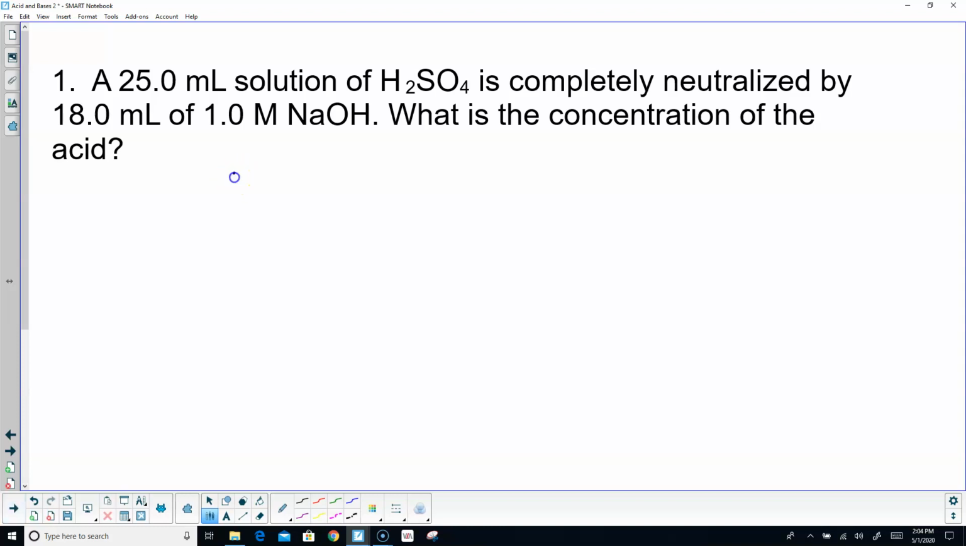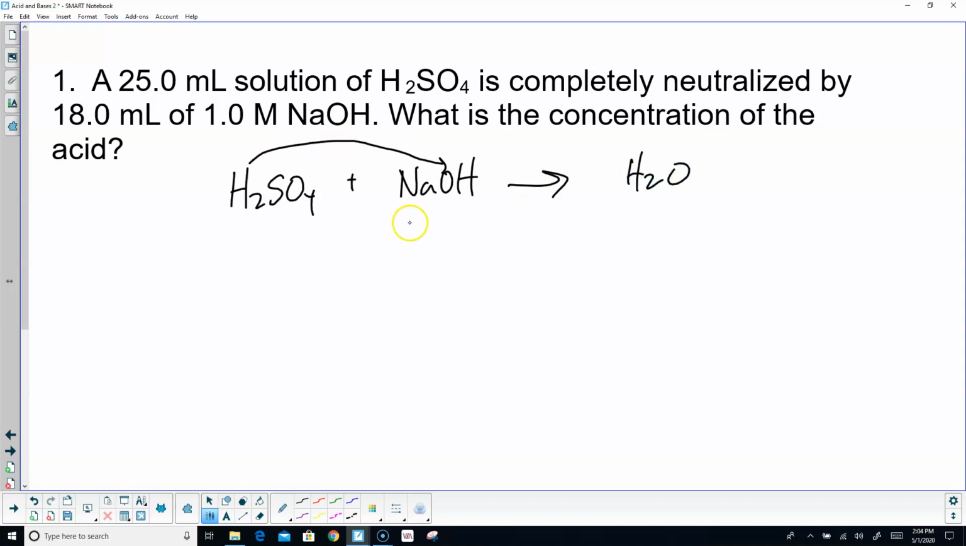First thing you have to do is have a balanced formula. So here's one of the reactants, sulfuric acid. Here's the other one, sodium hydroxide. Like we've talked about before, H is going to go with the OH, so there's your water. Then the cation from the base goes to the anion of the acid. Sodium's 1 plus, sulfate's 2 minus, so it's Na2SO4. There is your formula equation.